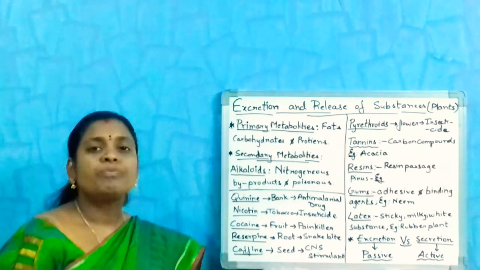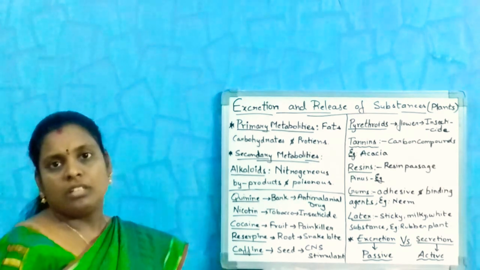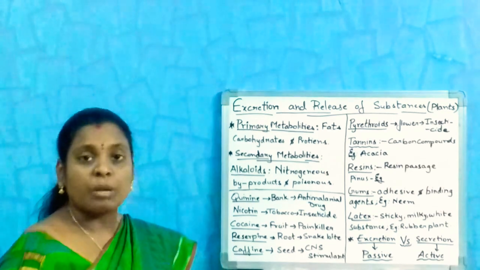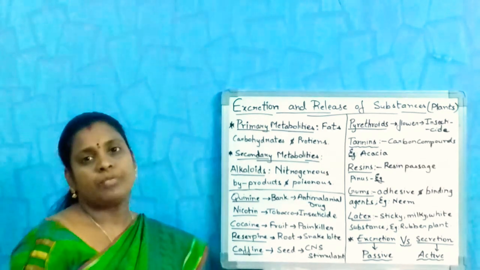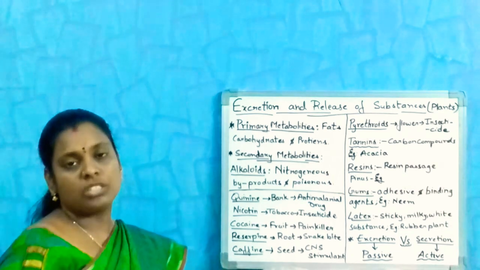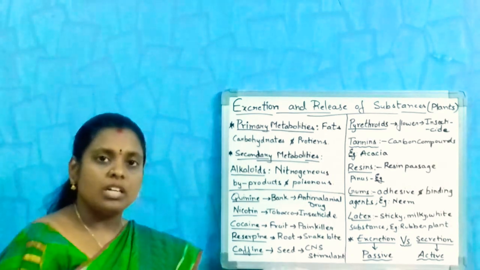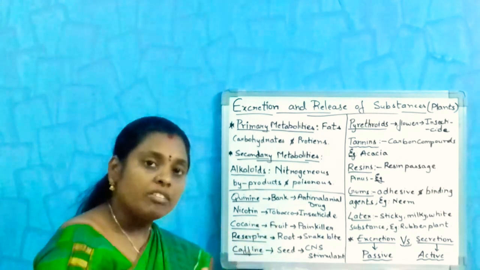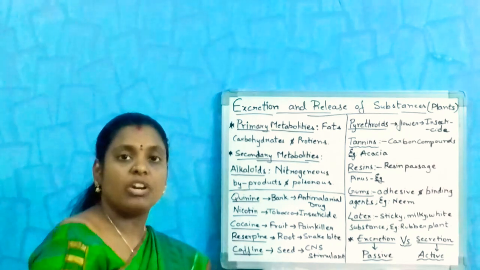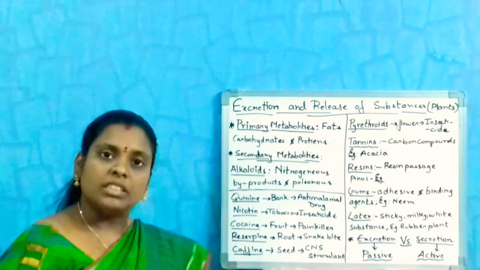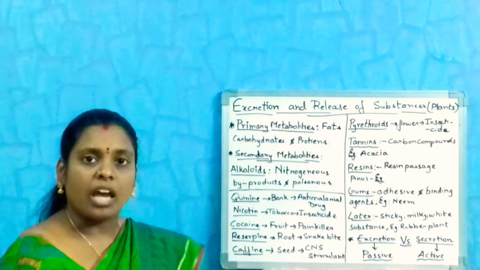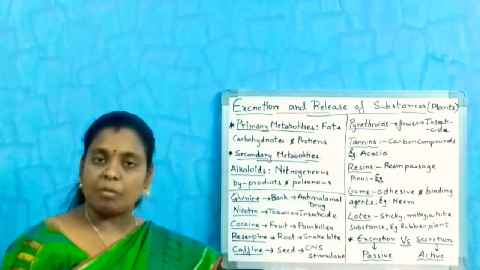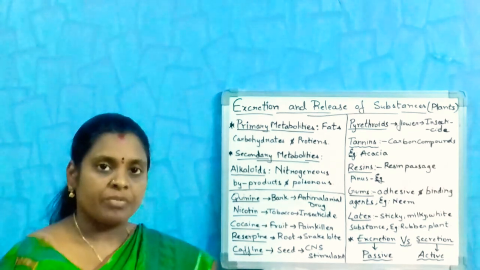And even some excretory materials are released from the stem, that is gum. It is commercially used for our regular purposes. So, there are different excretory products we are getting from the plants. Some are useful for medicinal purposes, some are used as adhesive agents, etc.